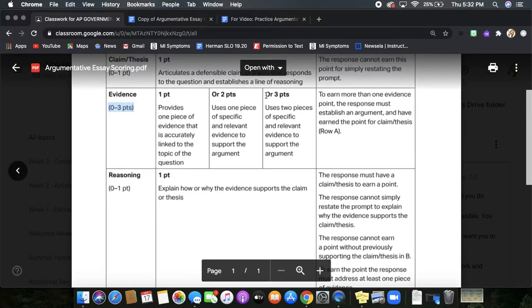Or for the full points, you're using 2 pieces. They are specific and they are relevant to your argument. So your evidence here is backing up the big ideas you're talking about in your thesis. If that doesn't make sense, we'll come back to that in a little bit.